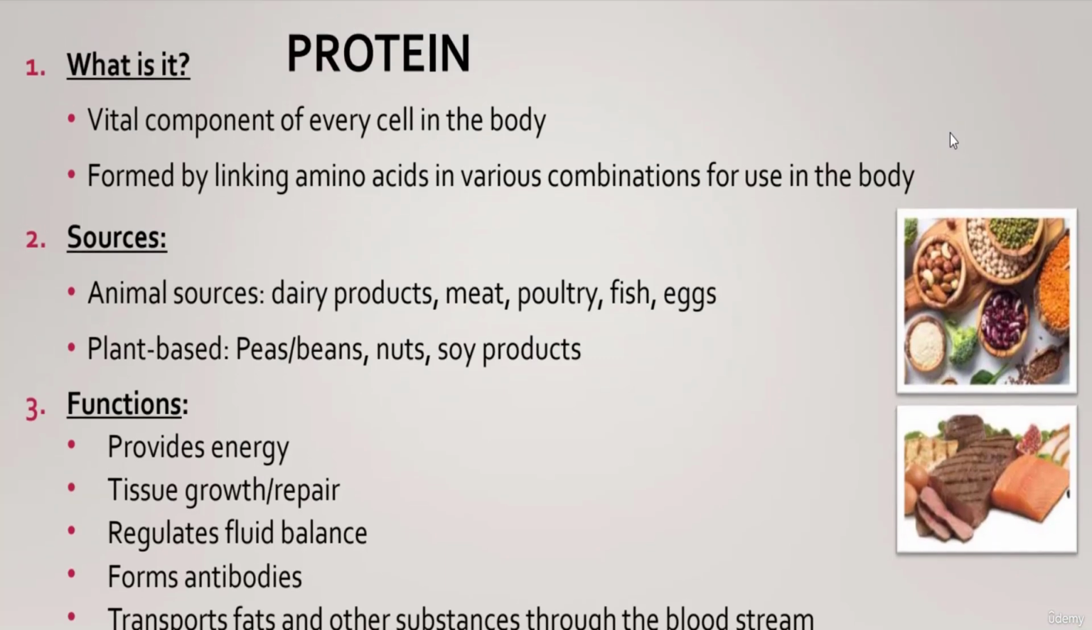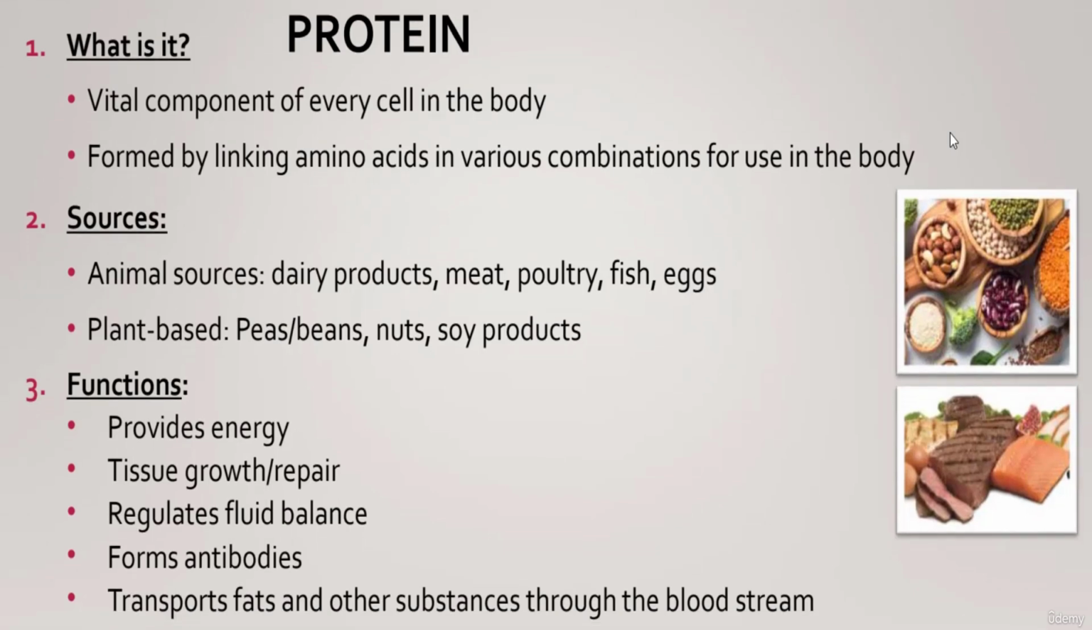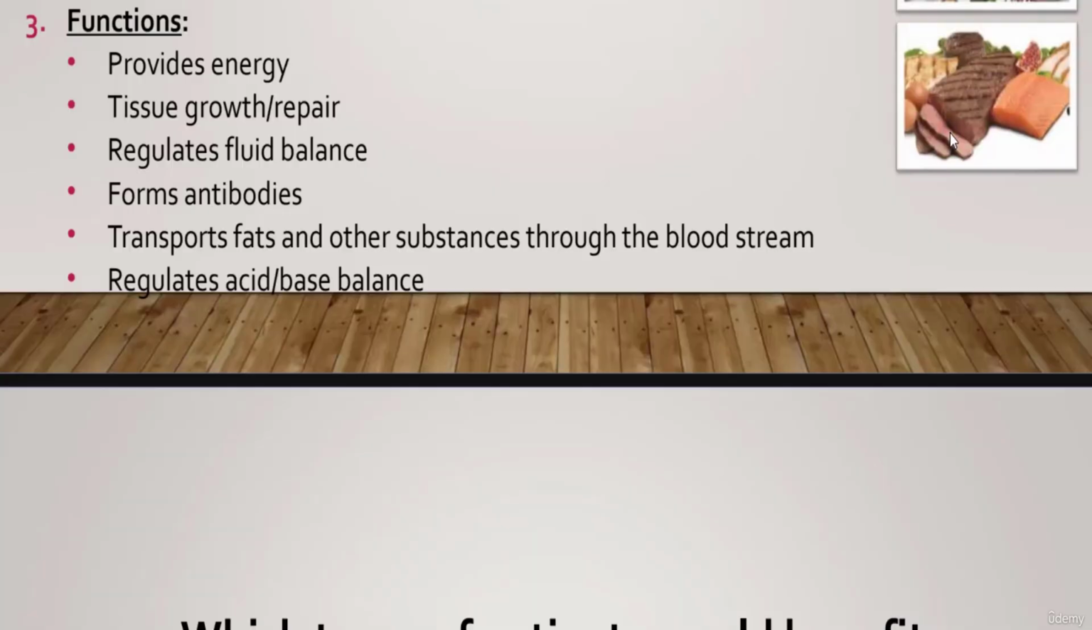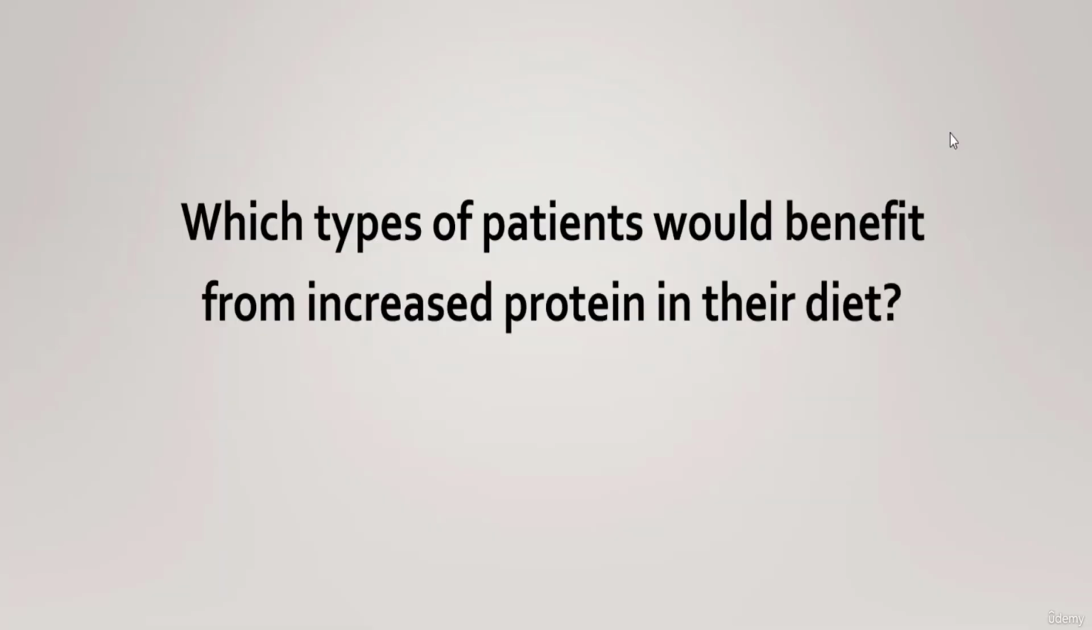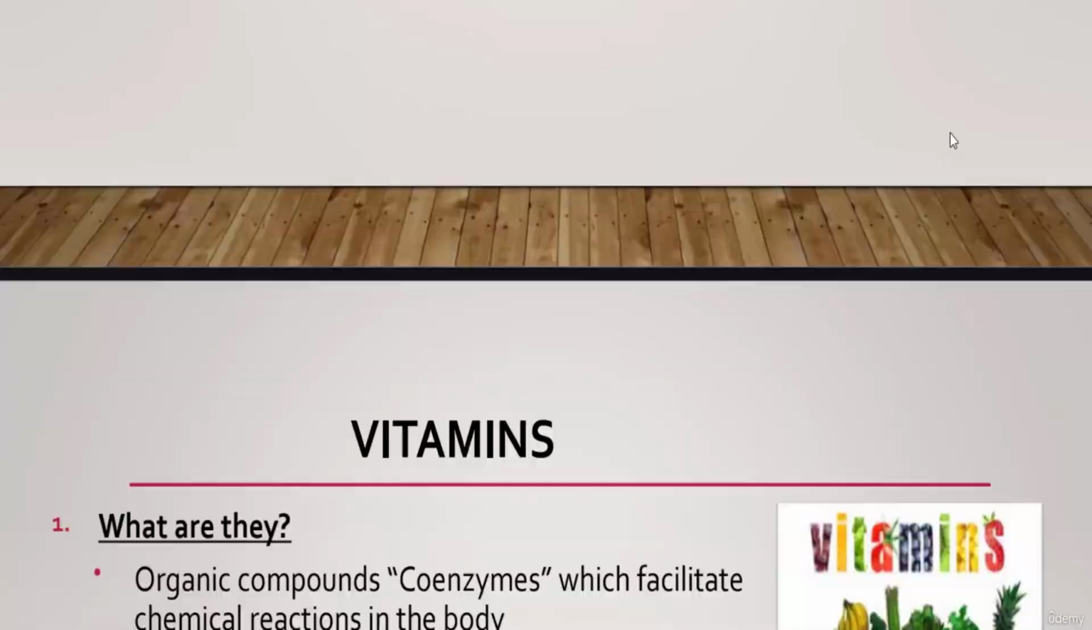So protein is a vital component of every cell in the body formed by linking amino acids in various combinations for use in the body. All right, so you have animal sources, plant-based sources, etc. Proteins are important because they provide energy, tissue growth and repair, regulate fluid balance, form antibodies, transport fats and other substances through the bloodstream, and they regulate acid-base balance. Which types of patients would benefit from increased protein in their diet? So, any patient that is suffering from chronic illnesses, chronic diseases, right, such as high blood pressure, diabetes, will definitely benefit from an increase of protein in their diet.